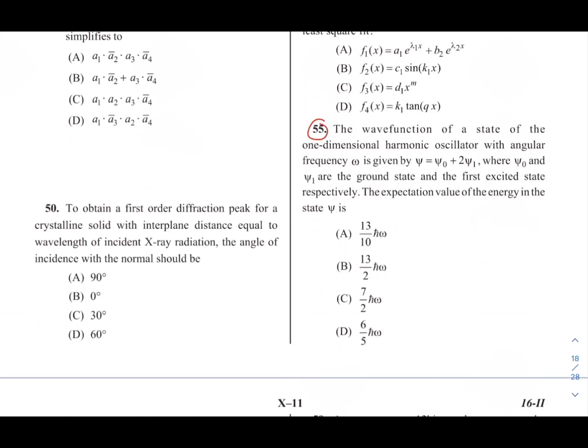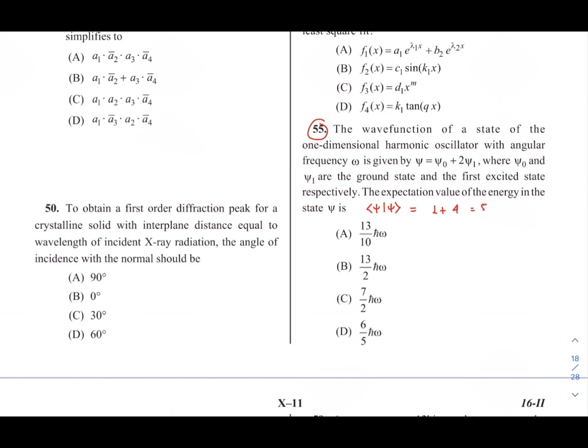Problem 55. The wave function of a state of the one-dimensional harmonic oscillator with angular frequency omega is given by psi equal to psi naught plus 2 psi 1, where psi naught and psi 1 are the ground state and the first excited state respectively. What is the expectation value of the energy? So let us first normalize this state. So we calculate the inner product of psi with psi, which is equal to 1 plus 4, that is 5.